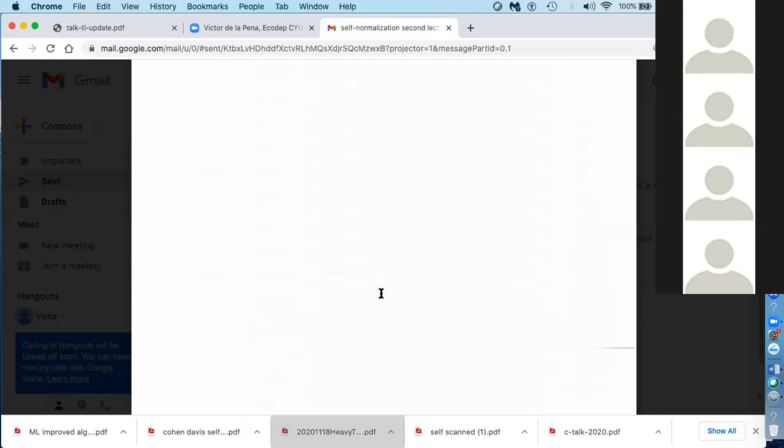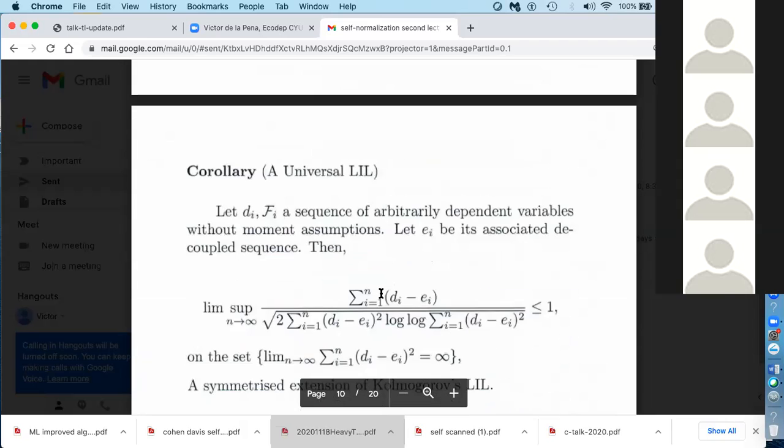So then using this, we obtain the universal law of the iterated logarithm. Since the sequences D sub i and E sub i are adapted to the same sigma field, in this case F sub i prime, which is the sigma field with respect to the D's maximum with the sigma field with respect to the E's, then I have that the limsup as n tends to infinity of the sum of (D_i minus E_i) over the square root of 2 times the sum of (D_i minus E_i) squared times log log of the sum of (D_i minus E_i) squared is less than or equal to 1 on the set where the sum of (D_i minus E_i) squared is equal to infinity.